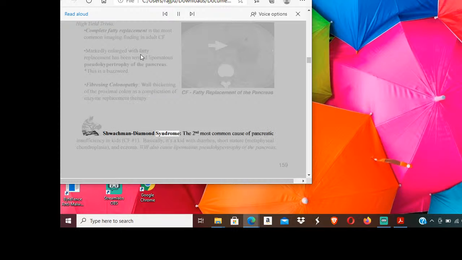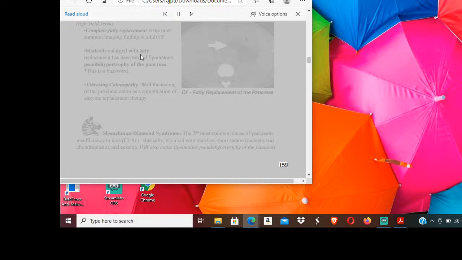Schwachman-Diamond syndrome, the second most common cause of pancreatic insufficiency in kids, CF number 1. Basically, it's a kid with diarrhea, short stature, metaphyseal chondroplasia, and eczema. Will also cause lipomatous pseudohypertrophy of the pancreas.